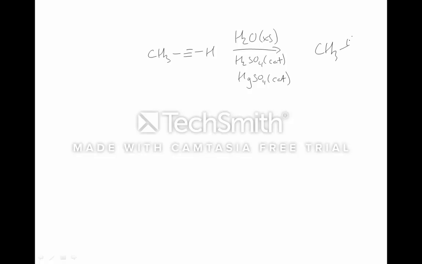And then I want to finish with making the point here. You have a terminal alkyne. If we treat this with excess H2O, H2SO4 catalyst, this mercury sulfate catalyst, what do we get? We would get acetone in this case. We'd get a ketone.